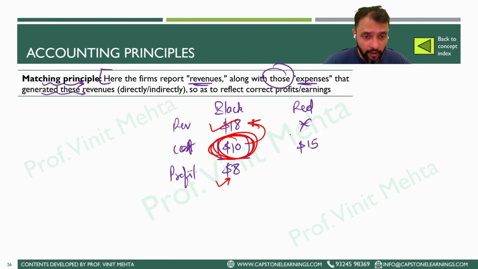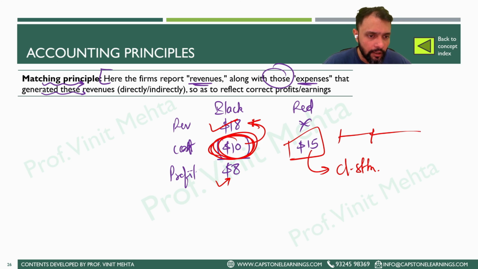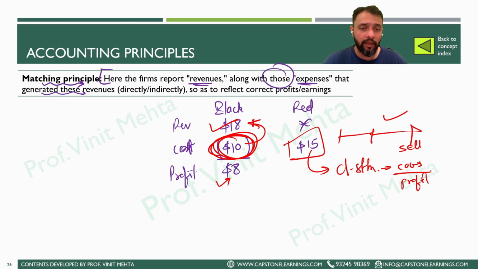In fact, this cost of $15 becomes your closing stock on the balance sheet. Because next year, when you sell this red color pen, this closing stock will become your cost of goods sold, and that's how you calculate profit. Again, in line with the matching principle. Am I correct? Right. Make sense? Naman? Yeah.